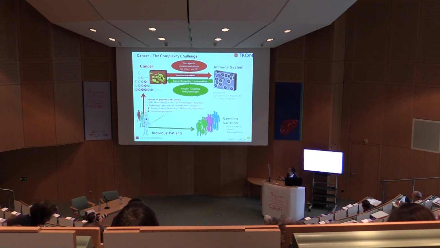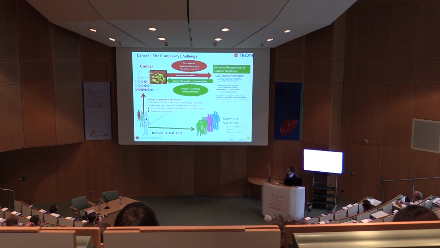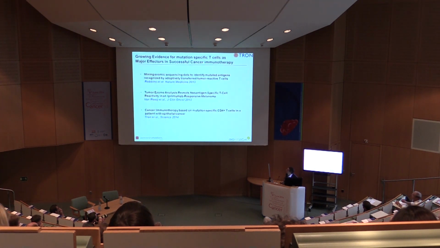Of course, it is important to understand what happens at this axis. What are the molecules recognized by the immune system? Early work indicated that tumor mutations, cancer mutations, are recognized by T cells, and not only CD8 T cells, but also CD4 T cells. And further work, also from the Thomas Wolfes group, indicated that in some patients, the immune response against mutated tumor antigens might be the dominant one.